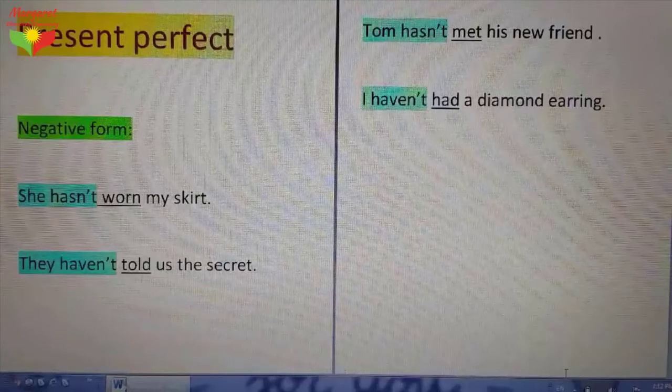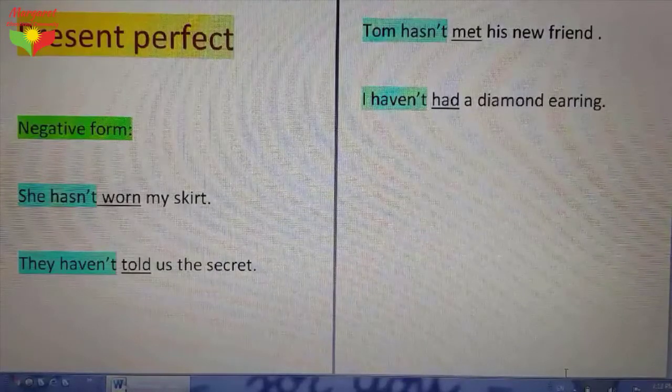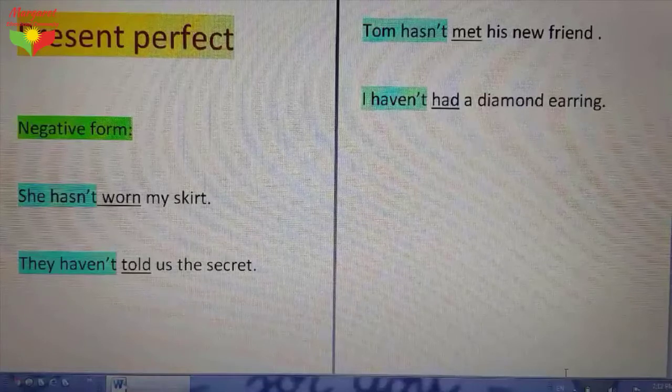The base form is see. Past form will be saw and the PP, or the past participle form, is seen.